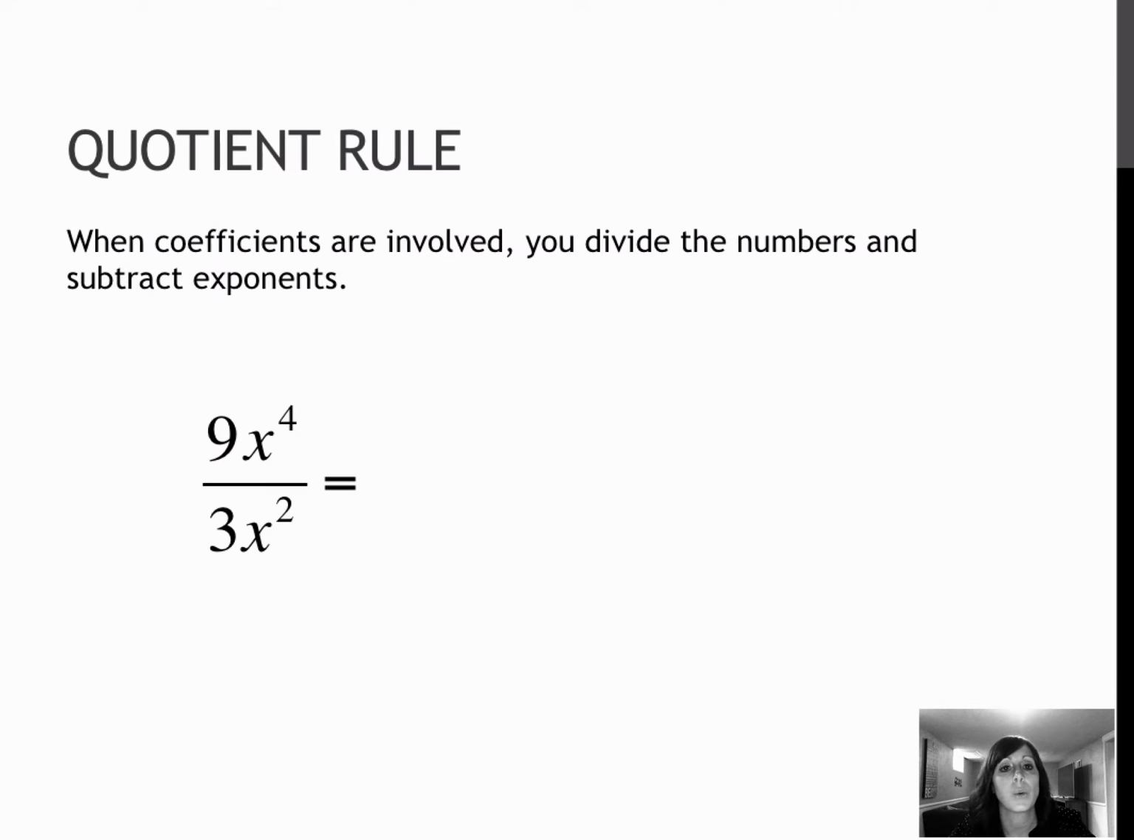Here's another quotient rule example, this one again involving coefficients. So the coefficients I'm going to treat as sort of a separate problem. If I had 9 divided by 3, or 9 over 3, my answer would be 3. And then I'm going to use the quotient rule on those variables. So 4 minus 2 is 2. So my answer is 3x squared.